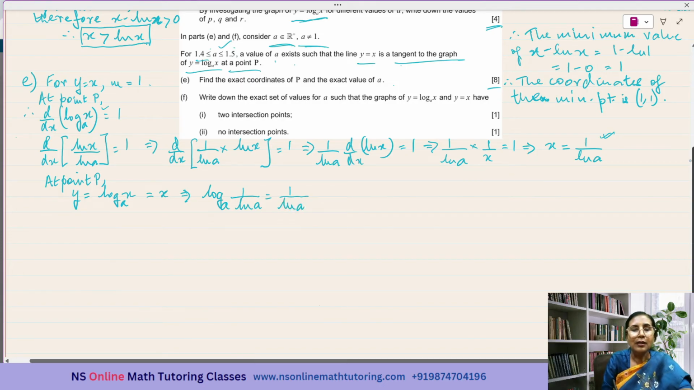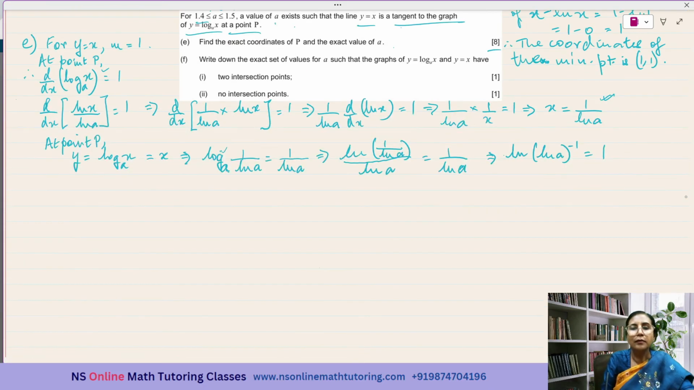Since I am having ln of a and this is log to the base a, let us change this base to e again. This becomes ln of 1 over ln of a, over ln of a, equal to 1 over ln of a. So I can cancel the ln of a from both sides, and I get ln, and 1 over ln of a can be written as ln of a raised to the power of negative 1. So I am writing ln of a raised to the power of negative 1 is equal to 1.